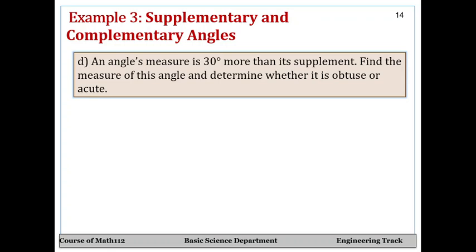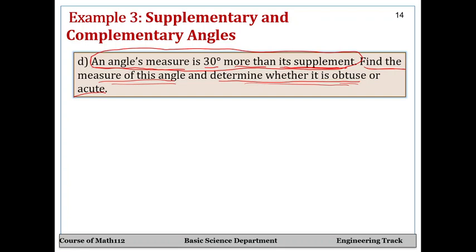Now, an angle's measure is 30 degrees more than its supplement. Find the measure of this angle and determine whether it's obtuse or acute. So this angle's measure is 30 more than its supplement. This is the key information we have to use. Okay, let's first find the measure of this angle, then determine whether it's obtuse or acute.